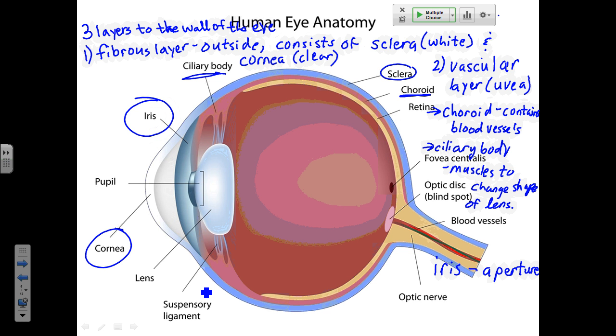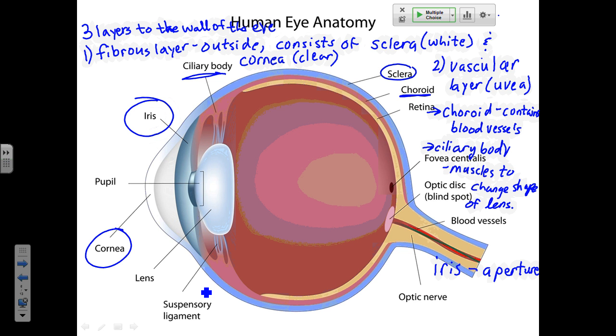All right, but it's an aperture. It also just limits the amount of light. So for example, if you enter into a dark room, what's going to happen to your iris? Right, it's going to open up that aperture so that you can let more light into your eye. All right, so that's the vascular layer. It consists of the choroid, which has blood vessels that bring nutrients to your eye, the ciliary body, those are the muscles that change the shape of the lens, and then the iris, which is an aperture.